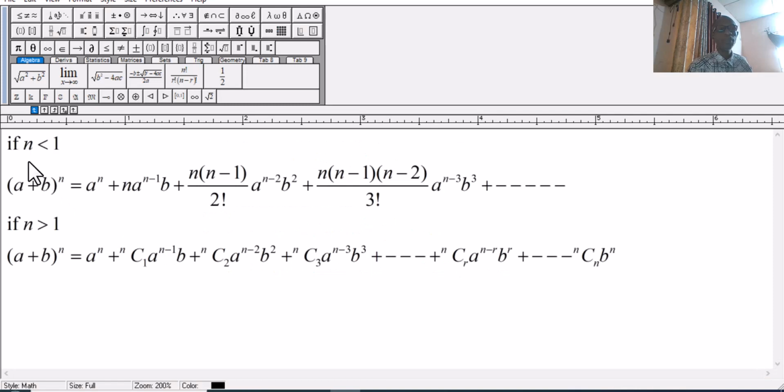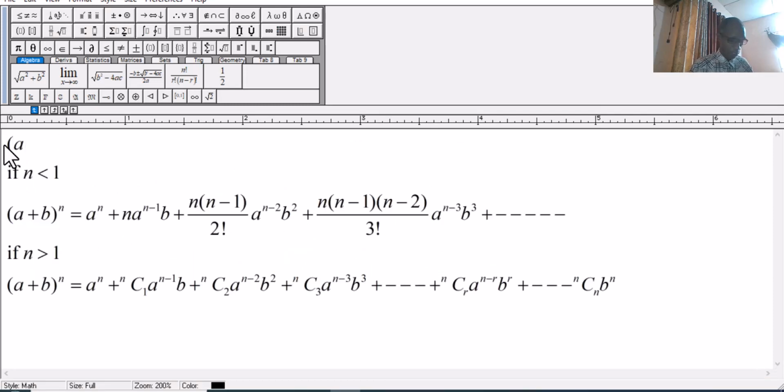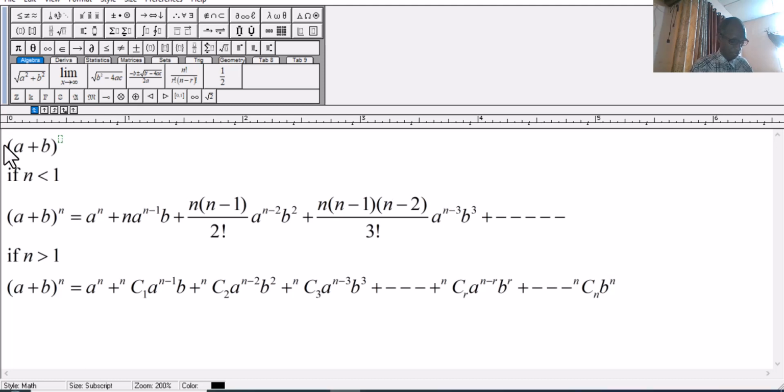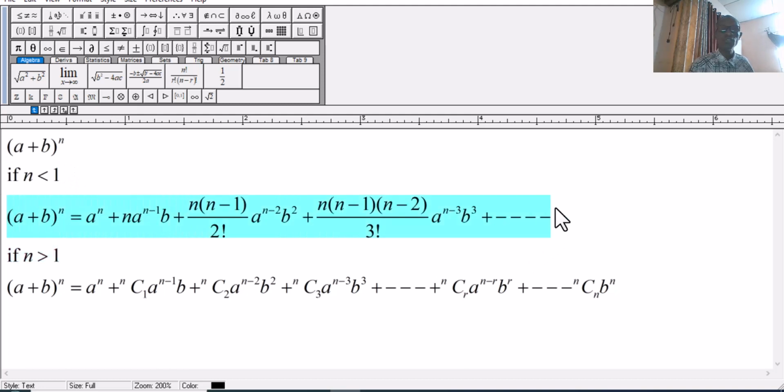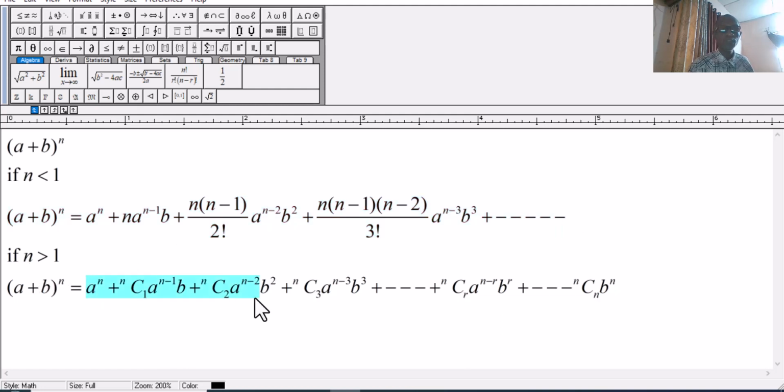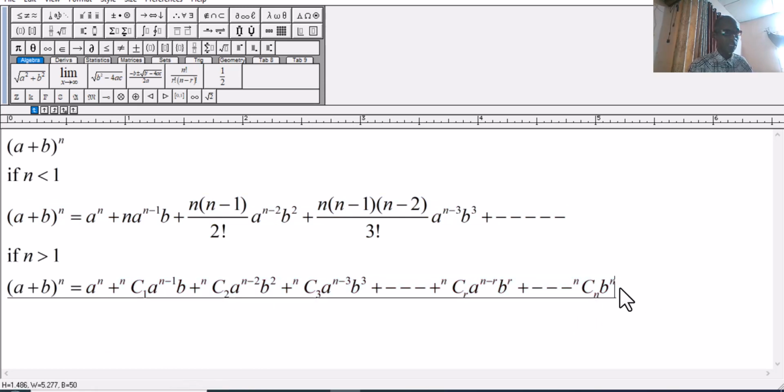If you are given a binomial expansion of a plus b to the power of n, if your n is less than 1, you use this to do the expansion. If your n is greater than 1, use this expansion. So that is that. I need to make you aware of that. So we can now start solving this question.